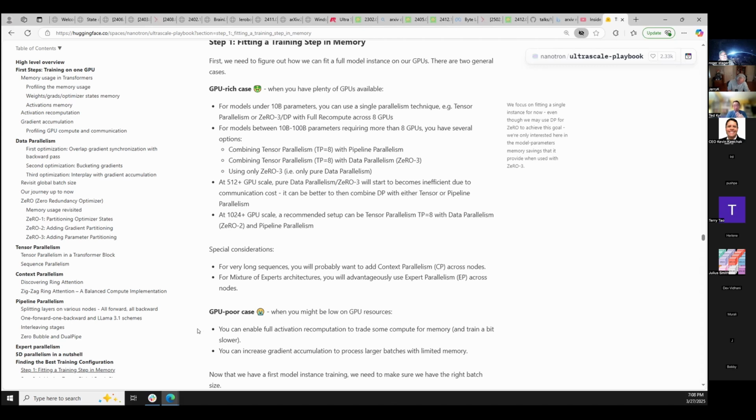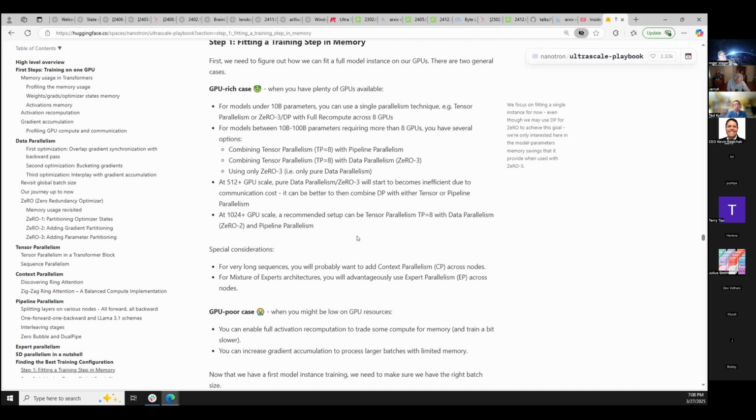You're just trying to do the minimum necessary to see if you can even fit the model in memory and train it, no matter how slow. Okay. And so they say the tricks that you're almost assuredly going to use are activation recomputation, which is going to save you massive amounts of memory, and then you can also use gradient accumulation if you're trying to do a larger batch size.